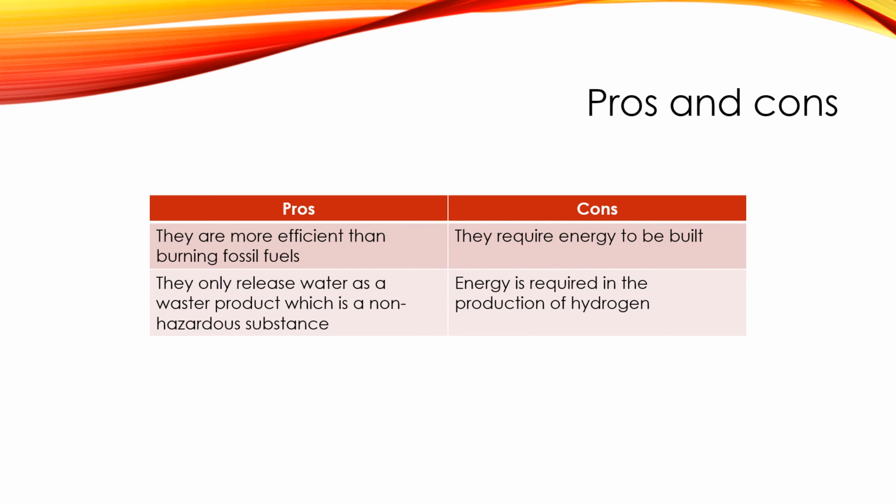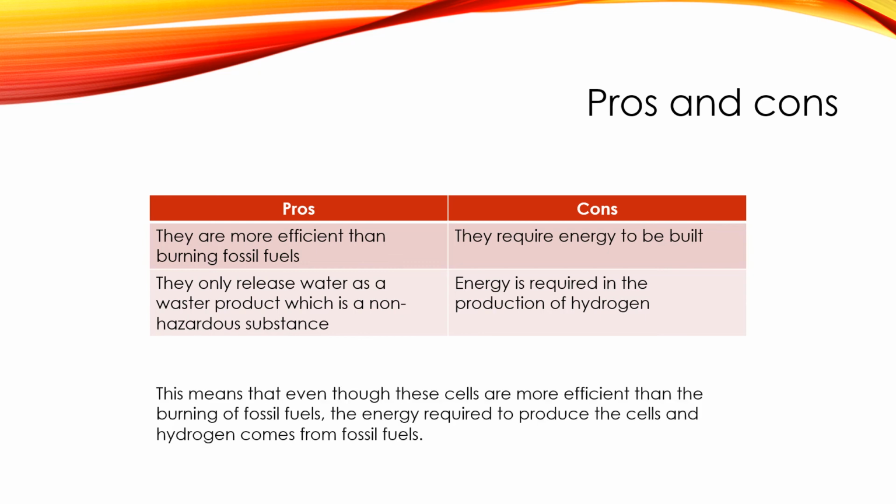However, they require energy to be built, and energy is required in the production of hydrogen, such that our main production of hydrogen is something called grey hydrogen, which is through the combustion of methane, which isn't viable because it also produces CO2. So this means that even though these cells are more efficient than the burning of fossil fuels, the energy required to produce the cells and hydrogen comes from fossil fuels themselves, meaning that there is an inadequate energy gain to loss ratio.